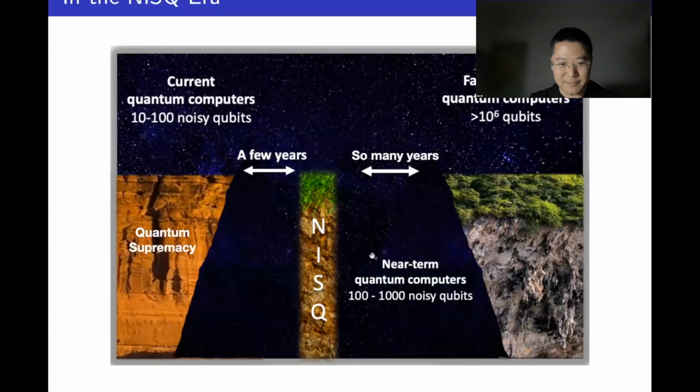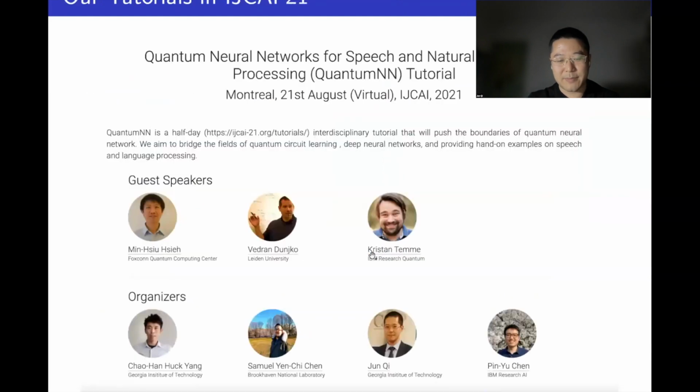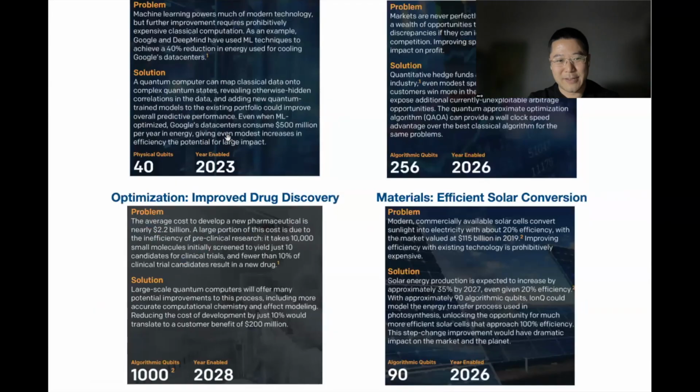quantum machine learning. Total quantum computing is inspiring, but nowadays we have noisy intermediate-scale quantum devices. But it doesn't matter, because quantum machine learning has very low requirements for the physical qubits.